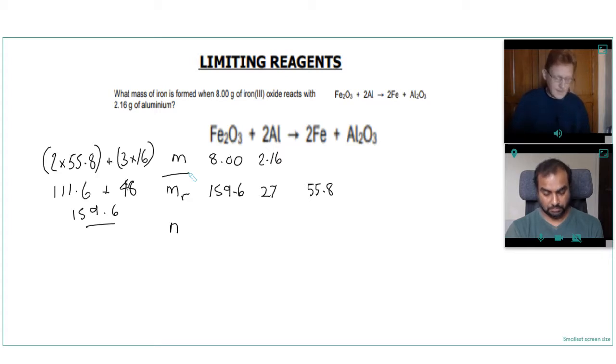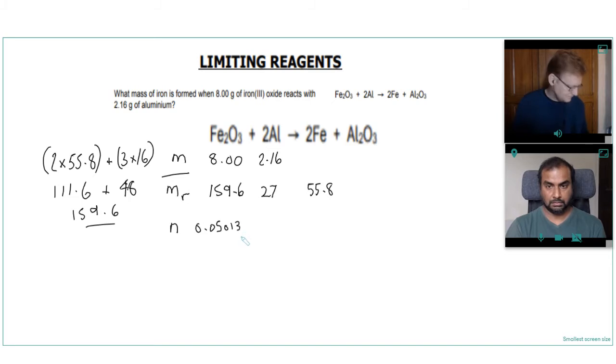So we've got 8 divided by 159.6, which gives us 0.0501. And the aluminium, 2.16 divided by 27 is 0.08.